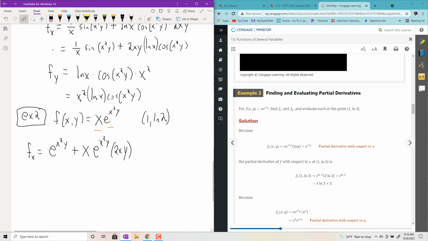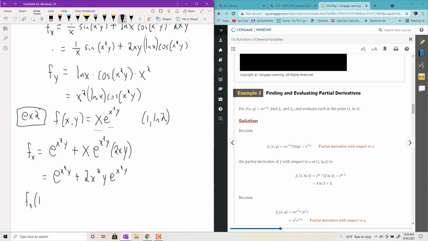Okay. Let's rewrite it so it looks a little prettier. I have e to the x squared y plus x e to the... whoops, I'm not listening to myself. Cat is bothering me. 2x times x is 2x squared, y e to the x squared y. Let's go ahead and evaluate it then.